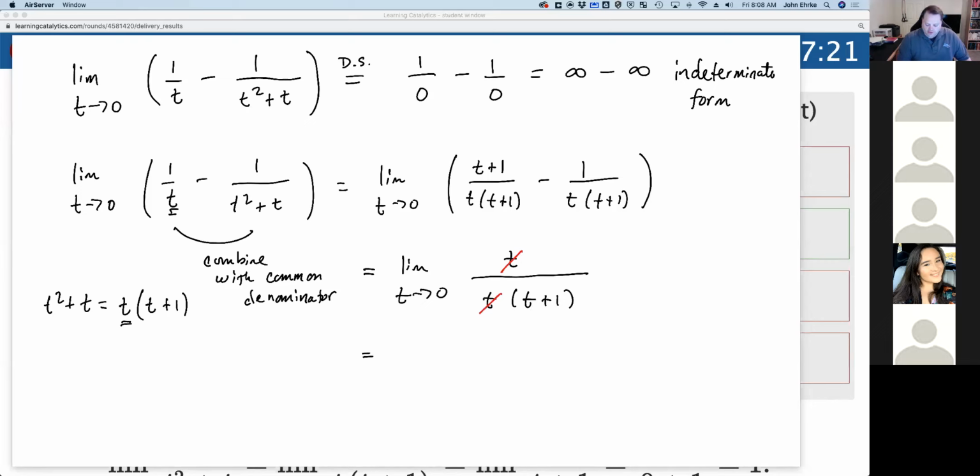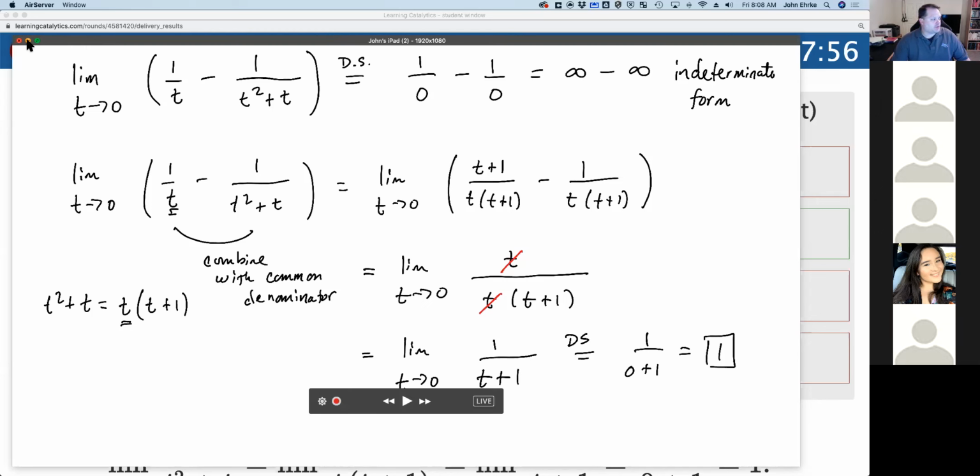And so that'll leave you the limit as t goes to 0 of 1 over t plus 1. And so if you do a direct substitution there and evaluate at t equal to 0, you get 1 over 0 plus 1, or 1, which was the correct answer. So if you ever see a limit of two fractions that are added or subtracted, and you're getting an indeterminate form to start, you should try getting a common denominator. That's the typical trick that's used for these kinds of limit problems.